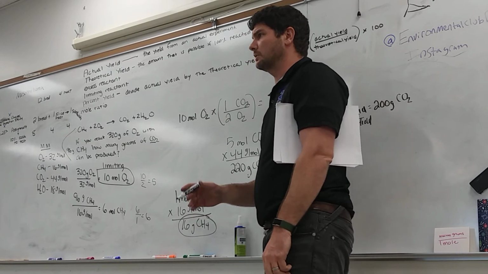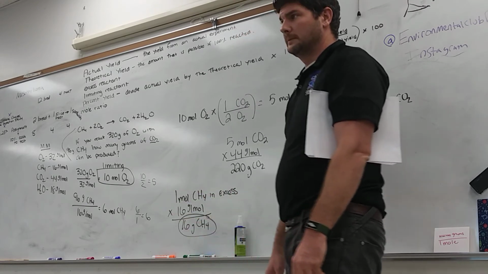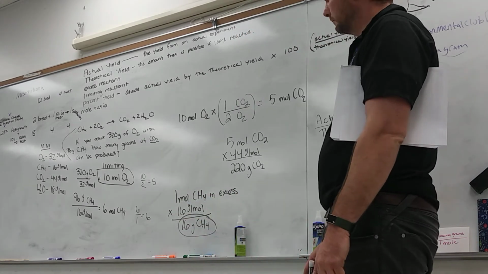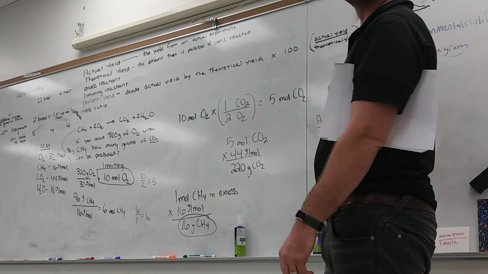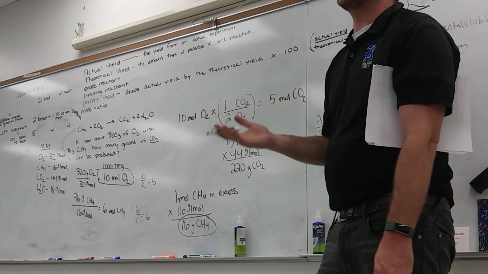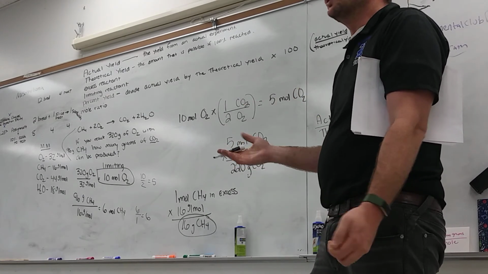So 16 grams would be left over. So if there was a problem exactly like this, are you going to give us the actual yield? I'll always give you the actual yield. There's no way for me not to give you the actual yield, because you would have to do an experiment to get the actual yield.